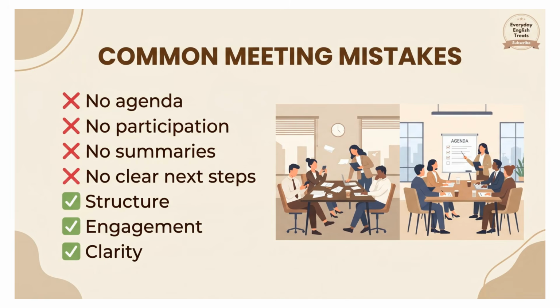The fourth mistake is failing to establish clear next steps. People may leave the meeting unsure of their responsibilities. To avoid these problems, remember 3 key principles: structure, engagement, clarity. A successful meeting has a clear purpose, encourages participation, and ends with clear action items. These 3 elements can dramatically improve the effectiveness of any workplace meeting.